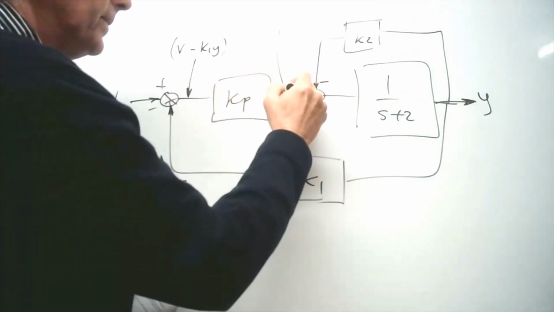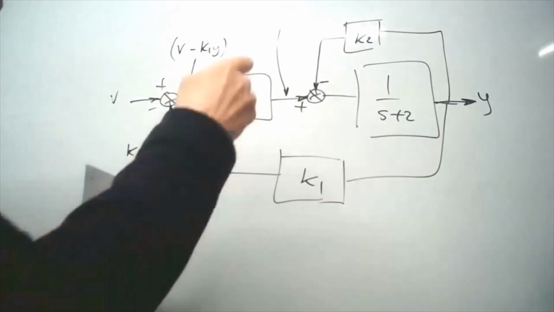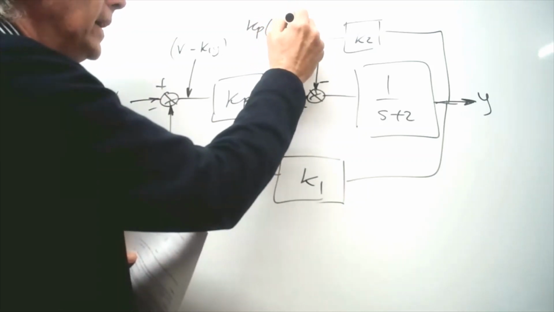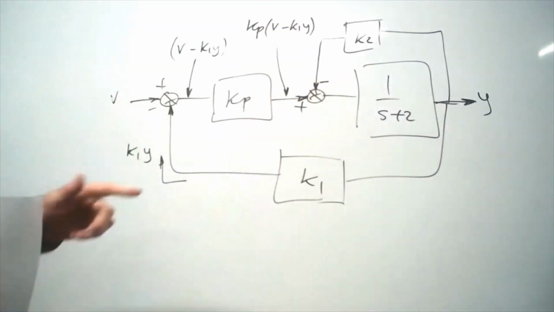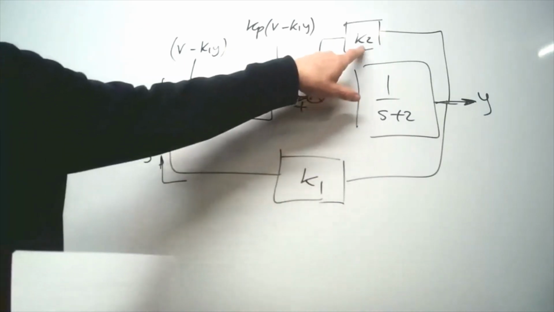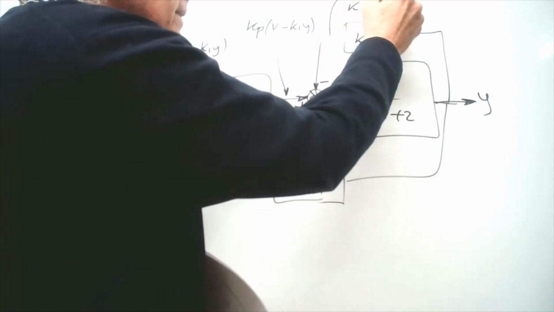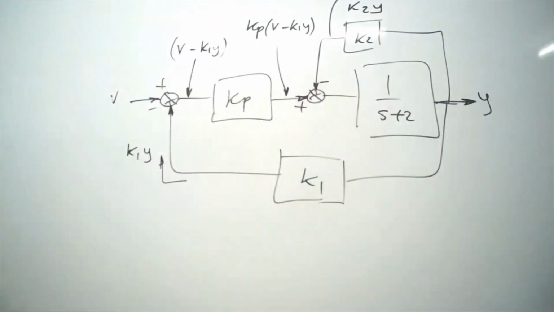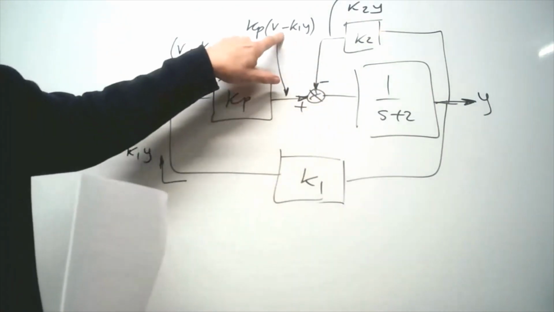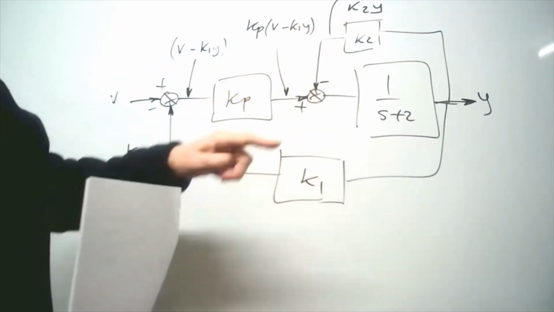And that signal there will be this times this, so it'll be Kp into V minus K1Y. So that's that signal there. Then this one here will be K2Y. So that signal there is K2 times Y. So this signal here now, which is the one we want, is going to be this one minus this one, because it's a plus and minus here.